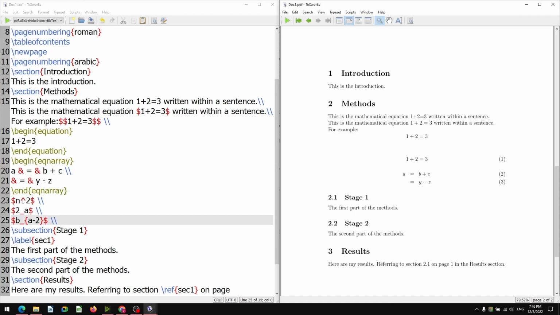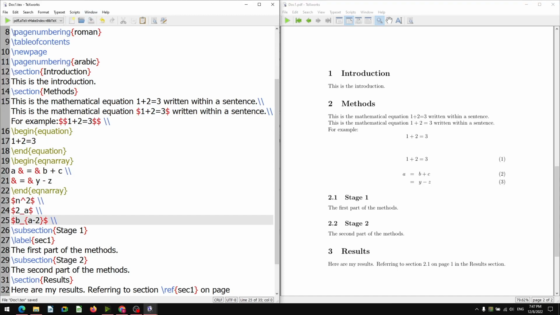n hat 2 gives n power 2, then two backslashes, a new line will start. On the new line again, 2 underscore a is there, that is the index a is there for the 2. Then if the index is not a single character, then we have to put curly braces around the total characters or equation. So b underscore a minus 2. So a minus 2 will be the index.